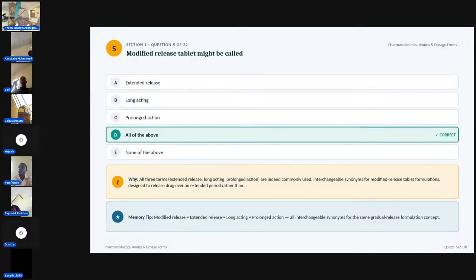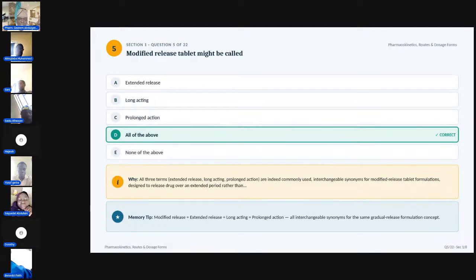so you can see that all of these are actually what you can call modified release tablets, right? So all of the terms relate to it, and this is why extended release, long acting, prolonged acting are indeed commonly used interchangeably. So they are synonymous to what I have described above.